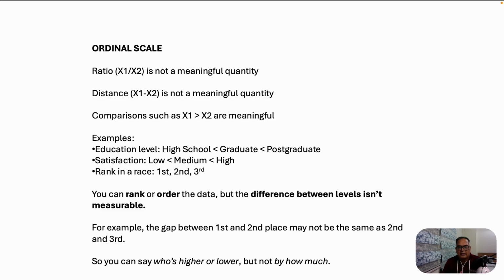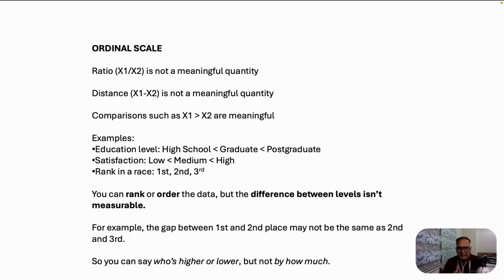Or a satisfaction level: low, medium, high. It is just an order that we're looking at. We're not looking at any distance. We're not looking at any ratio. Rank in a race: first, second, third. There is no ratio, there is no distance.